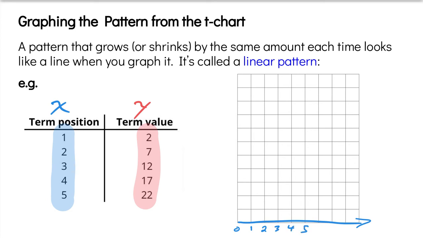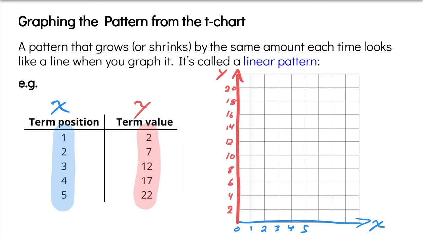Then I look at my term values. The term values go from 2 to 22. Now I don't have 22 lines all the way up and down this graph. So I'm going to have to figure out how many I can do. Like, do I need to go up by 10s? Well, that would be 10, 20. That would be too small. What if I went up by 2s? Let's go 2, 4, 6, 8, 10, 12, 14, 16, 18, 20, 22. Oh, look at that. That's perfect. So let's go up by 2s.